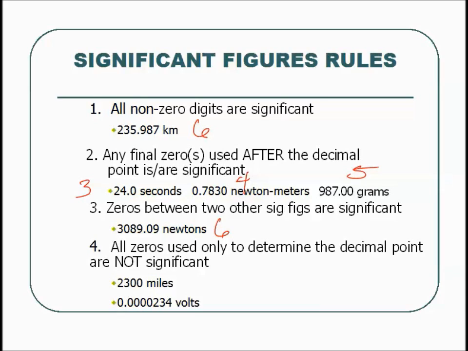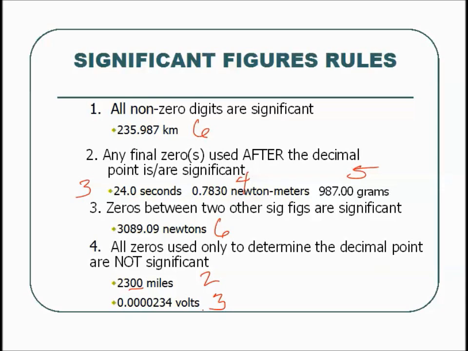All zeros that are used only to determine the decimal point are not significant. In other words, I had to put these zeros here to maintain the integrity of that number. If I did not put those zeros there, then it changes the value. So they are there for a reason, not because of the measuring instrument, but because of the magnitude. So these are not significant figures. They're not significant, so I only have 2. Same thing here. If I did not put those zeros, it would change the value of that number. And so those are not significant.